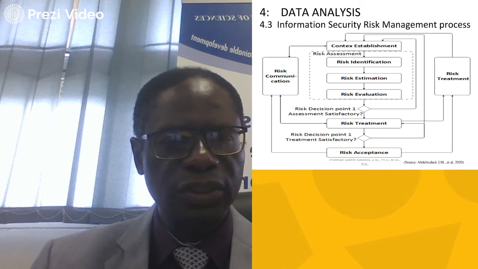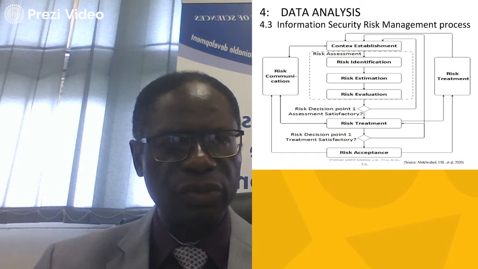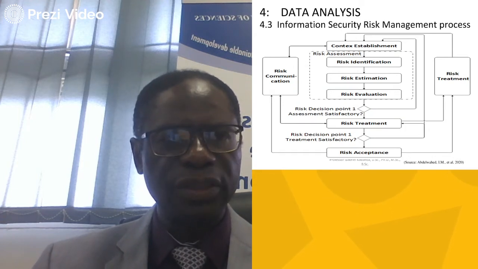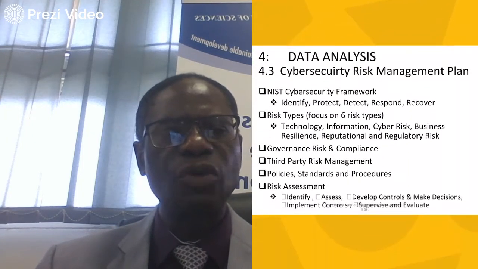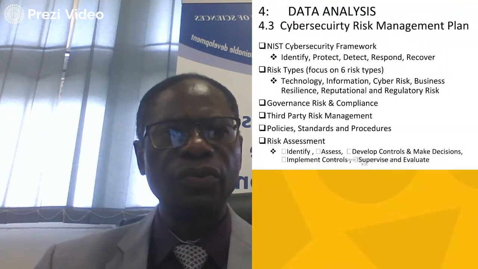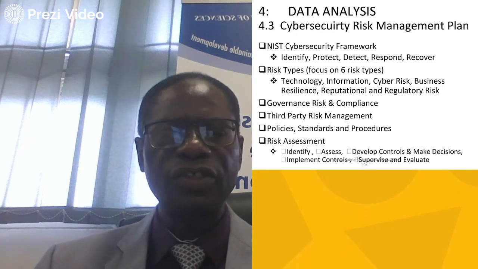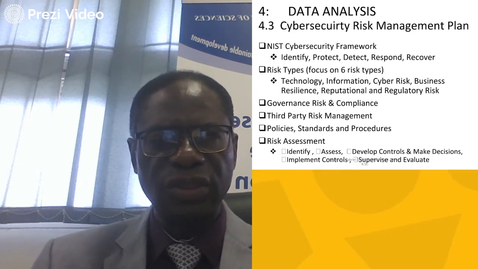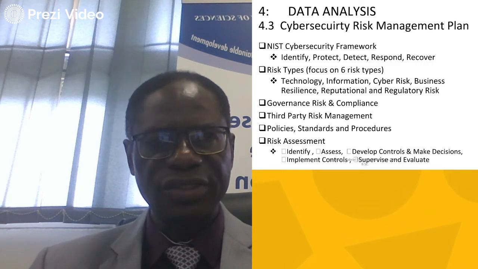We have to deal with this risk identification and then risk estimation and do the evaluation, from which then we can do a risk treatment and where we manage those kind of risks more precisely. So the risk management plan will then have 5 major components. The first one is the NIST cybersecurity framework, which identifies, protects, detects, and responds to cyber threats as they occur.